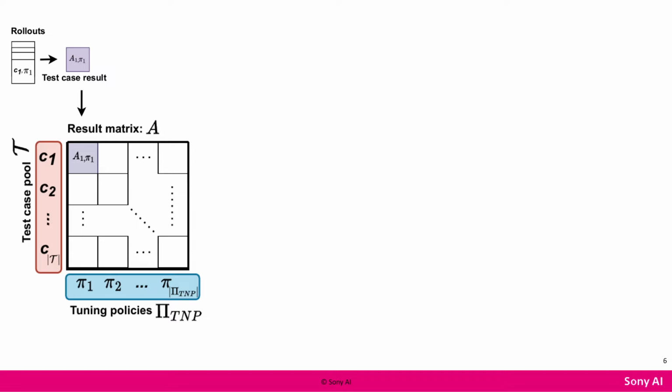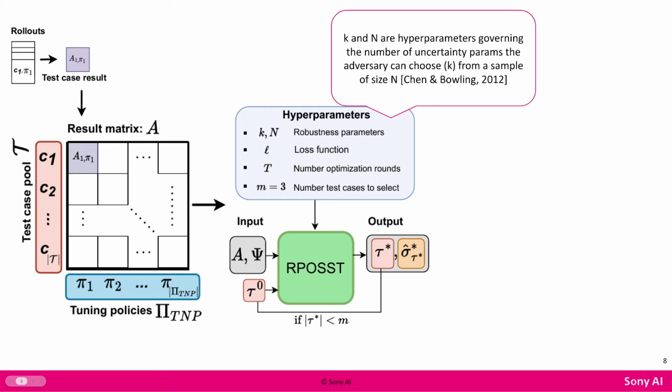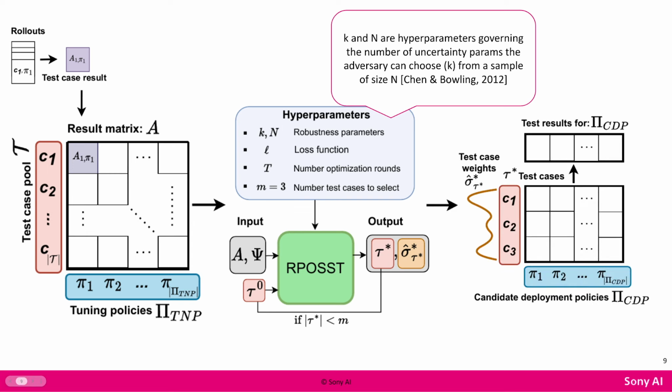Our procedure begins by performing rollouts to evaluate policies we have on hand on each test case and saving the average results to a matrix. We then perform robust population optimization for a small set of test cases, RPOSST for short, on this matrix. RPOSST selects M test cases and a weighting over them to minimize a loss function, like absolute error between its test scores and target scores. Parameters of the target scores are determined by an adversary, which is what makes RPOSST robust. After running RPOSST, we can apply its test to all future deployment candidates.